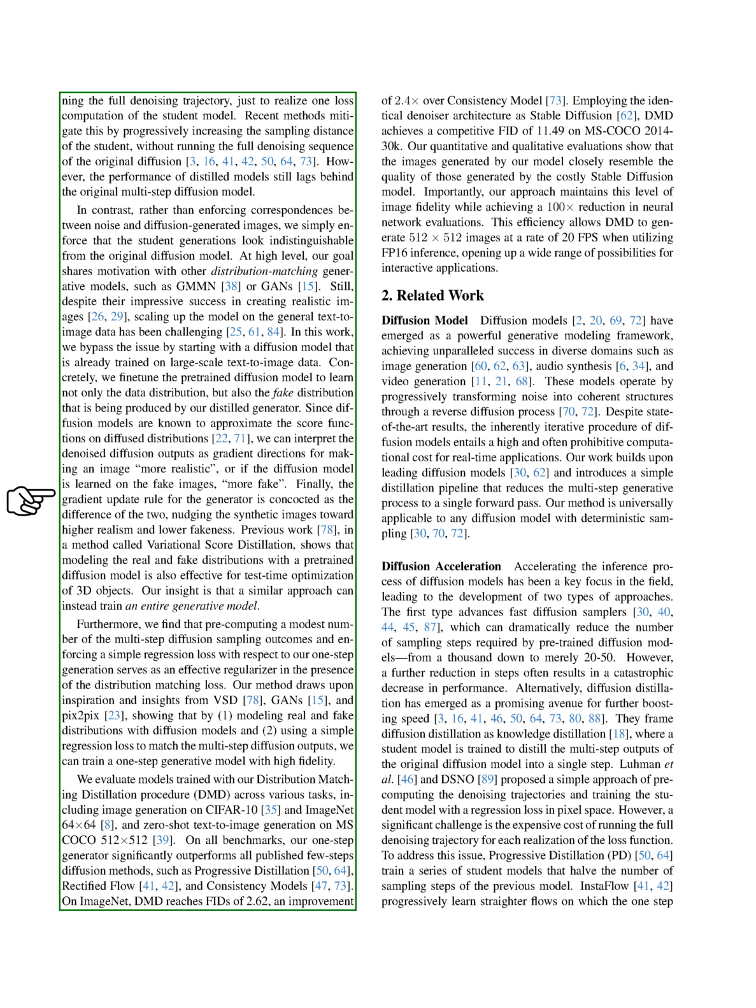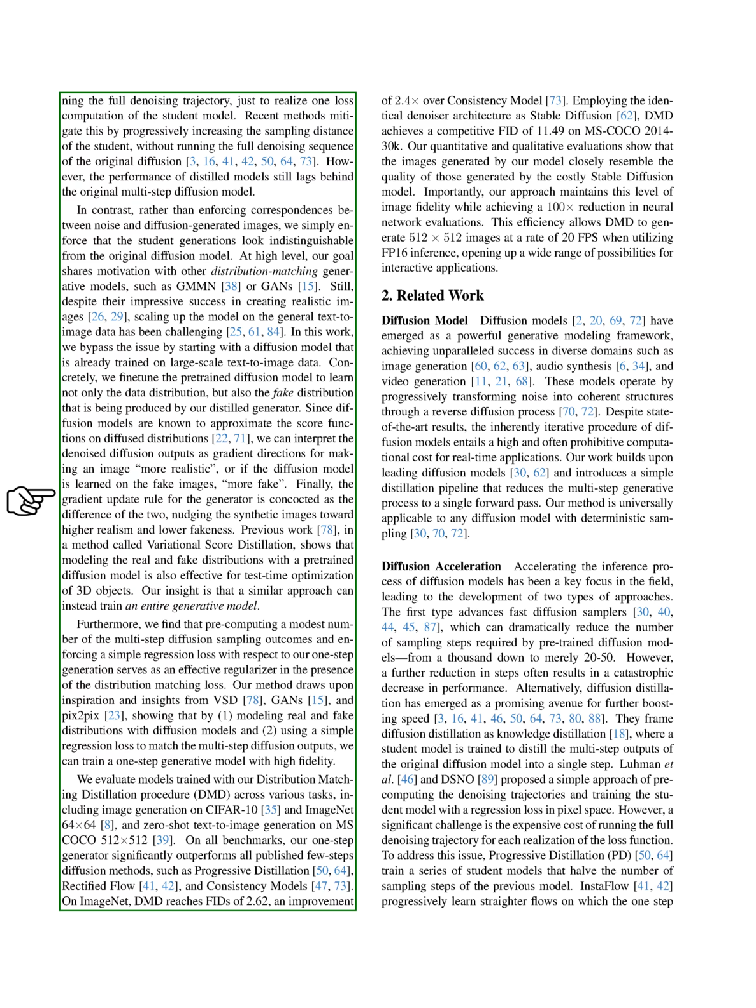To overcome this, we start with a diffusion model that is already trained on large-scale text-to-image data. We then fine-tune this model to learn not only the data distribution, but also the fake distribution produced by our simplified generator. Since diffusion models are known to approximate the score functions on diffused distributions, we can interpret the denoised diffusion outputs as gradient directions for making an image more realistic or more fake. We then update the generator based on the difference between these two, pushing the synthetic images towards higher realism and lower fakeness.